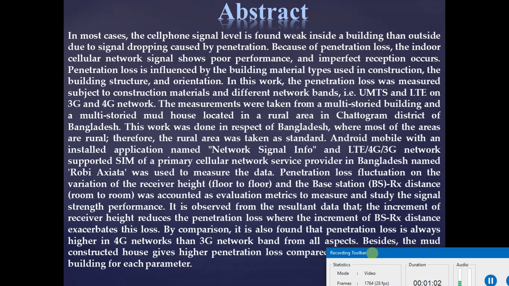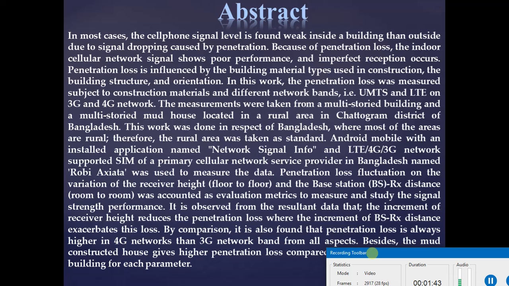In this work, the penetration loss was measured subject to construction material and different network bands such as 3G and 4G. The measurements were taken from a multi-storied building and a multi-storied mud house located in a rural area in Chattogram district of Bangladesh, where most of the area is rural. Therefore, the rural area was taken as a standard, and an Android phone with an installed application, Network Signal Info, and a LTE 4G 3G network supported SIM of a primary cellular network service provider in Bangladesh, named Robi Axiata, was used to measure the data.